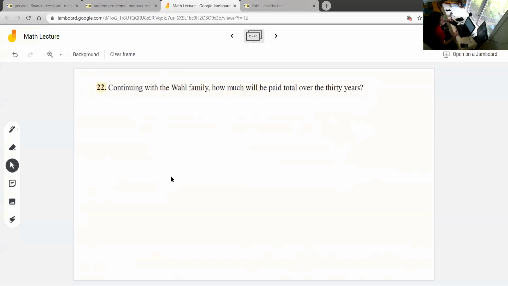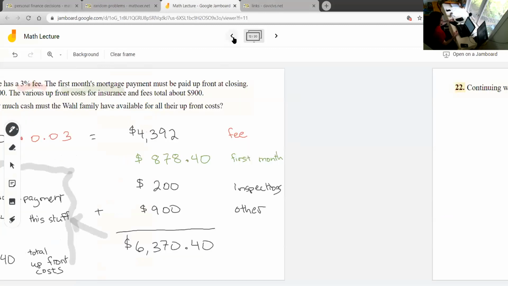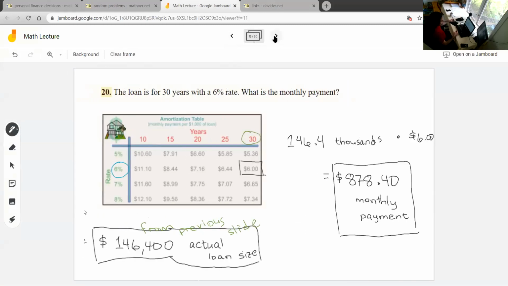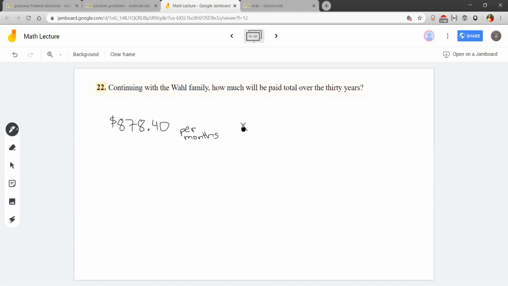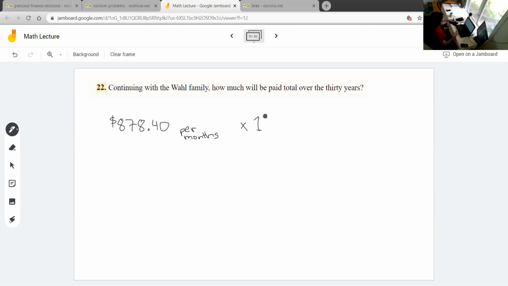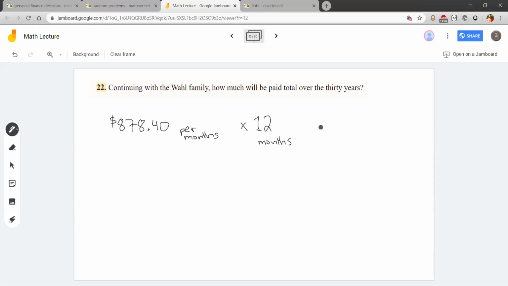How much will they pay over all those 30 years? So their monthly payment was the $878.40. So how much do they pay in 1 month? What do I do? I mean, how much do they pay in 1 year? What do I need to do? Multiply by 12. But it's not 1 year, it's 30 years. 30.